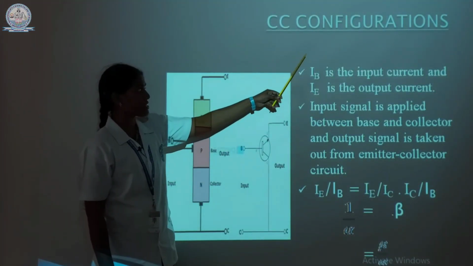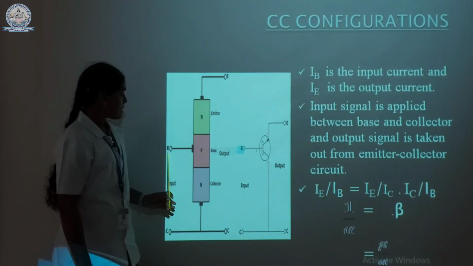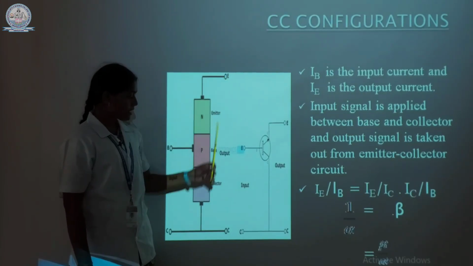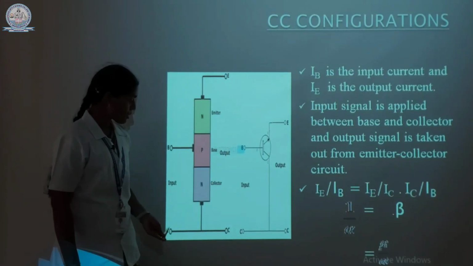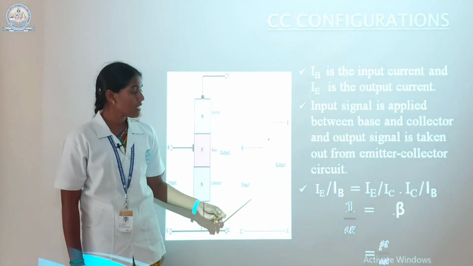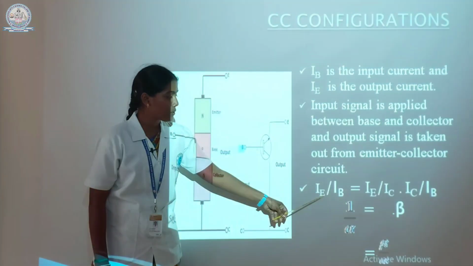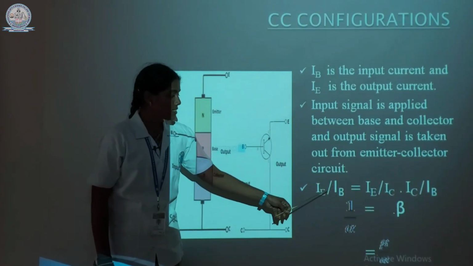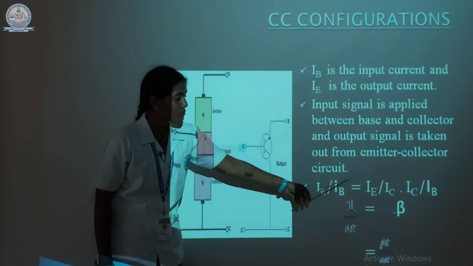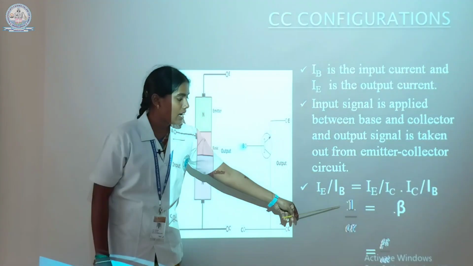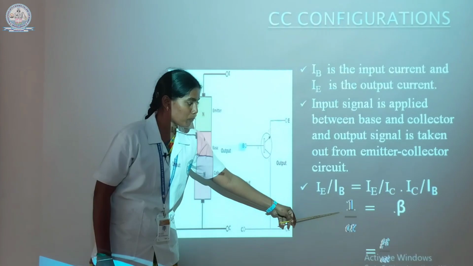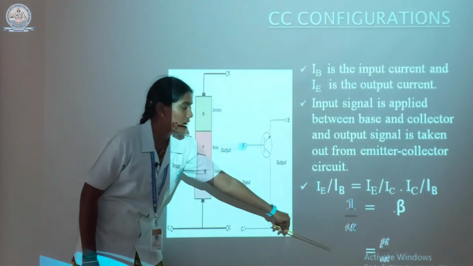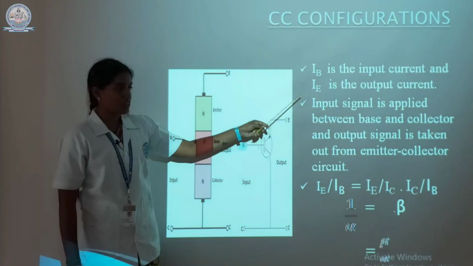Common collector configuration. The input terminals are base and collector, the output terminals are emitter and collector. So the collector is common to both the input and output paths. The ratio of emitter current to base current: this is the output current, this is the input current. I have only one term to multiply and divide by IC. Alternating this equation gives the reciprocal term of alpha, this is the beta. Just multiply the equation, beta divided by alpha. This is the common collector configuration.